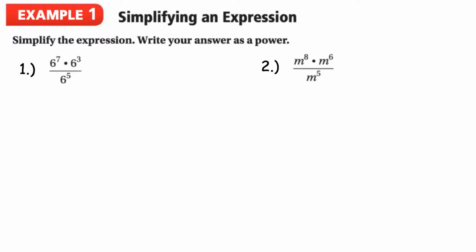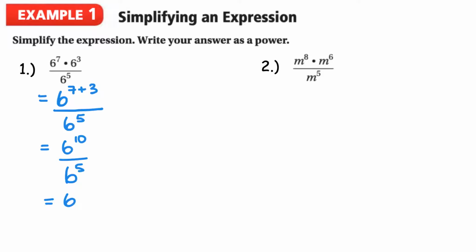So we've got on the numerator, 6 to the power of 7 times 6 to the power of 3. Remember, when we're multiplying with the same base, we are adding the exponents. So we've got 6 to the power of 7 plus 3, and then over 6 to the power of 5. And we can evaluate that top part, so we get 6 to the power of 10 over 6 to the power of 5. And now we can see that we're dividing with the same base. So we've got 6 to the power of 10 take away 5, and then we're left with 6 to the power of 5.